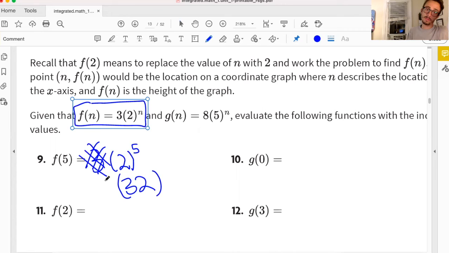And now throw 3 back in. Why is this important? Based off of order of operations, we have to deal with exponents before we deal with multiplication, because 3 is in the front. So now we can just multiply this out. 3 times 32 is 96.